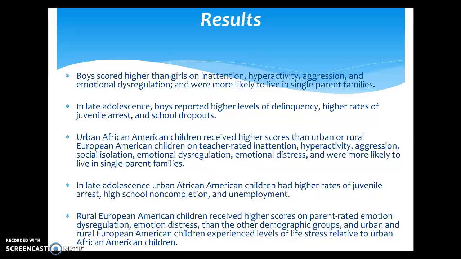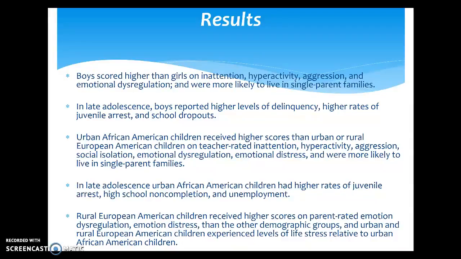Urban African American children received higher scores than urban or rural European American children on teacher-rated inattention, hyperactivity, aggression, social isolation, emotional dysregulation, and emotional distress, and were more likely to live in a single-parent home also. In late adolescence, urban African American children had higher rates of juvenile arrest, high school non-completion, and unemployment.